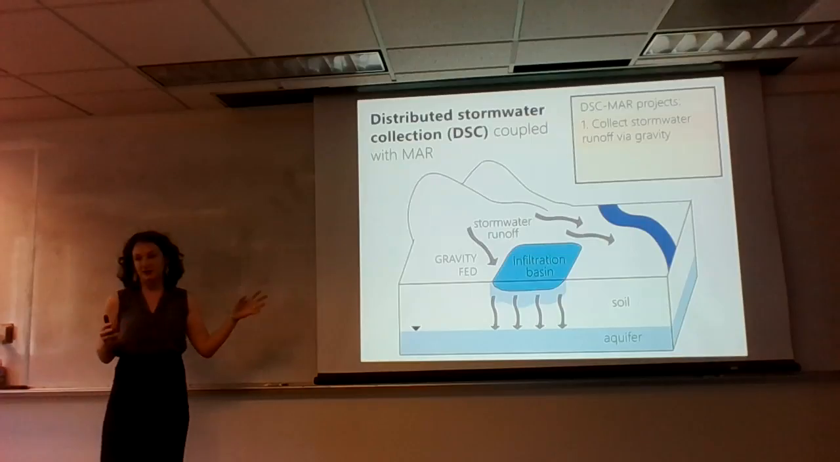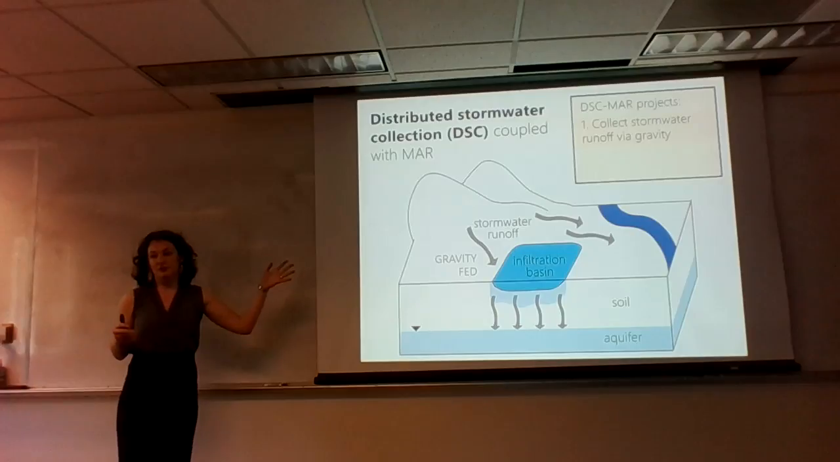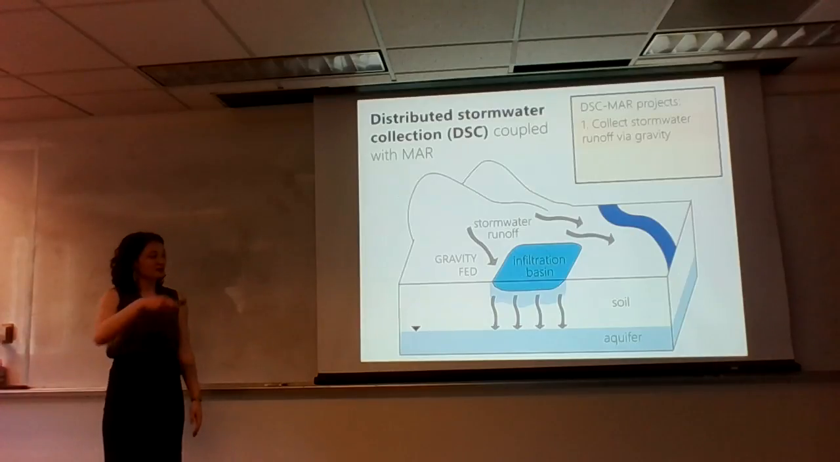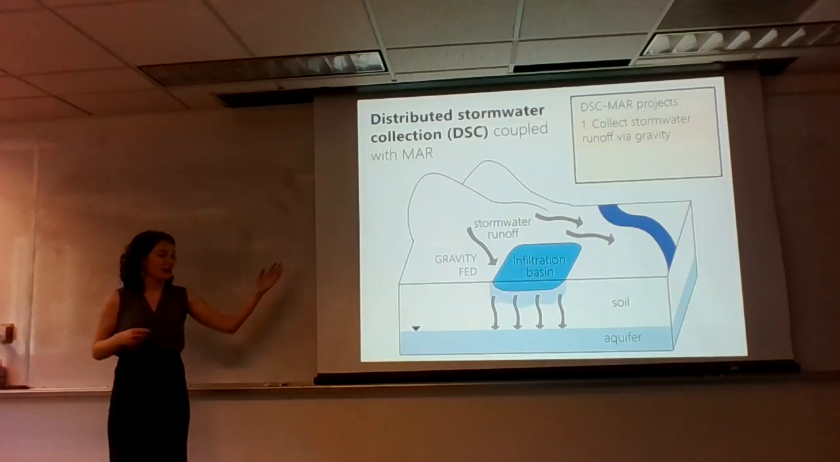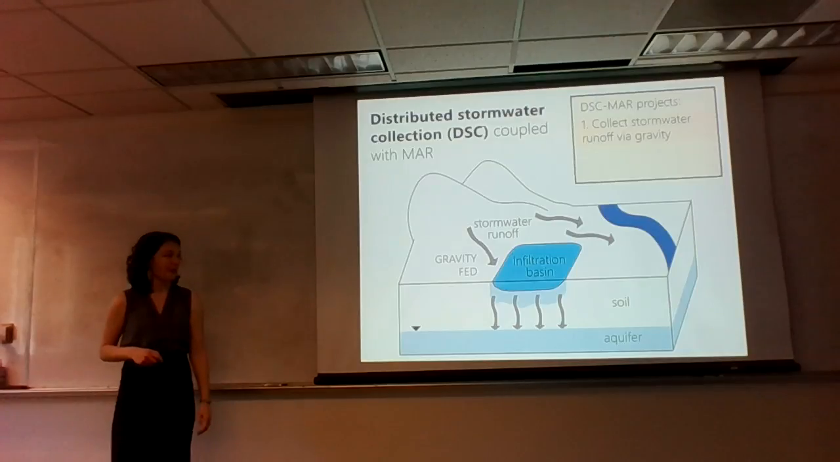And there are 2 important characteristics that define these projects. First, they collect stormwater runoff under the force of gravity. And so this schematic shows that when it rains, some fraction of runoff can be diverted into an infiltration basin. From there, the water can percolate into the soil and recharge the aquifer below.